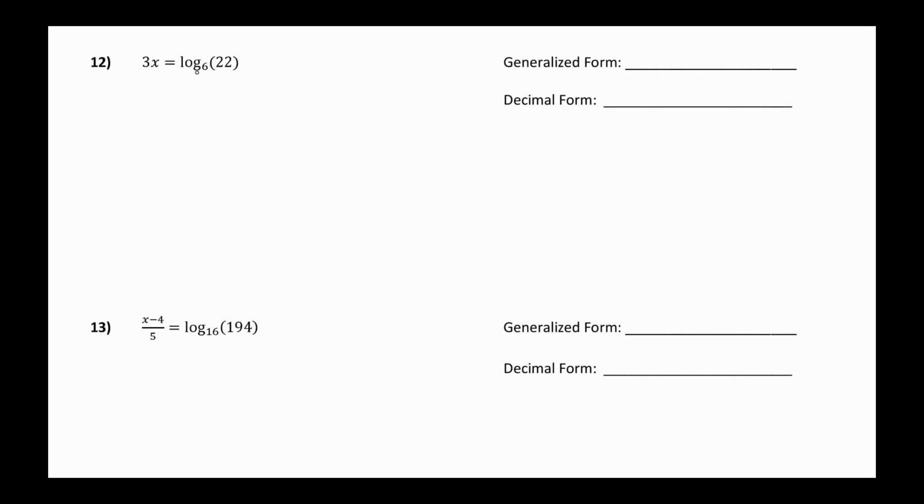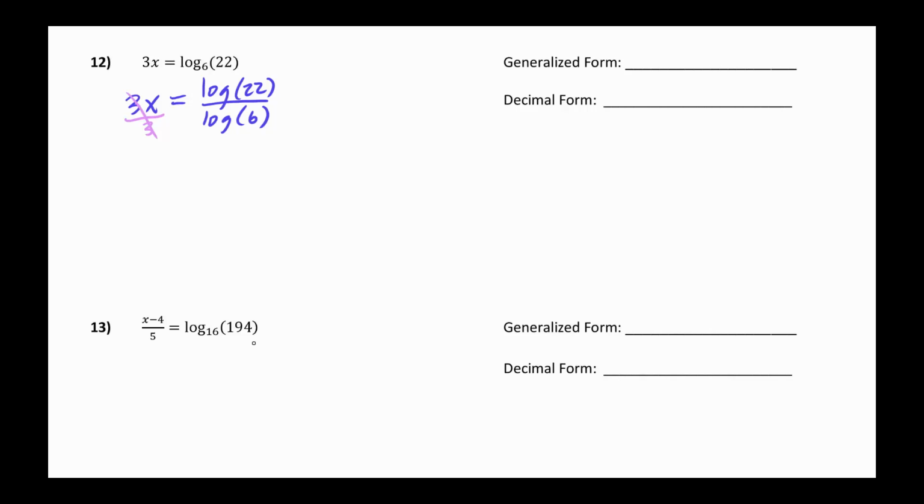3x equals log base 6 of 22. Oh, it looks like we got a bad logarithm here. So let's go ahead and use the change of base formula. So that's just going to be equal to log of 22 over the log of 6. Both of those are common logarithms. Then I have 3x. Now, if you recall, I need to get rid of that 3 by dividing by 3. But if I go ahead and put that below everything here, it gets a little messy.